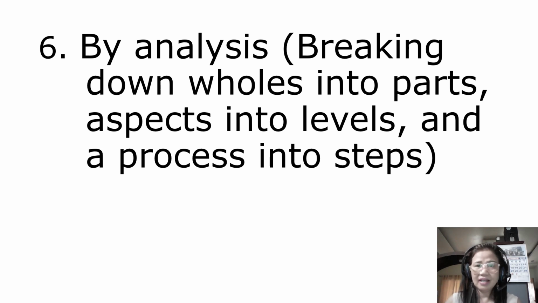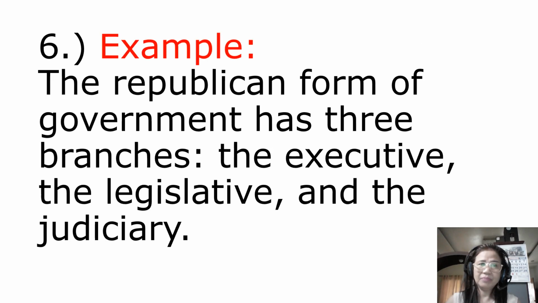Next, by analysis, breaking down wholes into parts, aspects into levels, and processes into steps. For example, the Republican form of government has three branches: the executive, the legislative, and the judiciary. So what have you defined in here? The form of Republican government. So you are able to distinguish its branches.